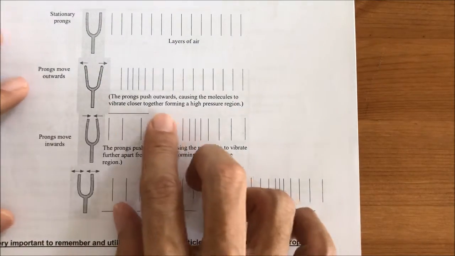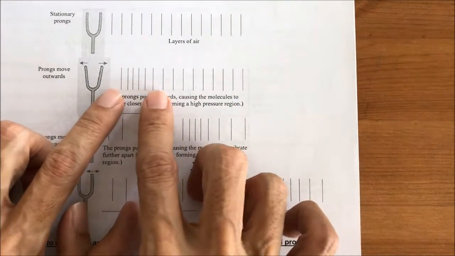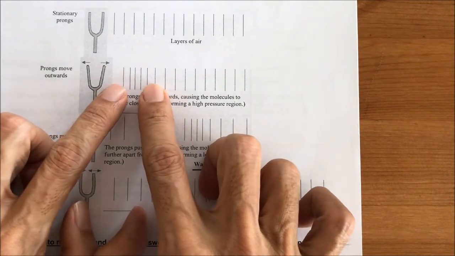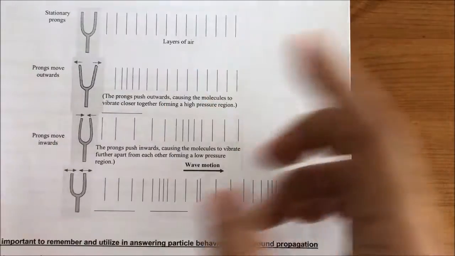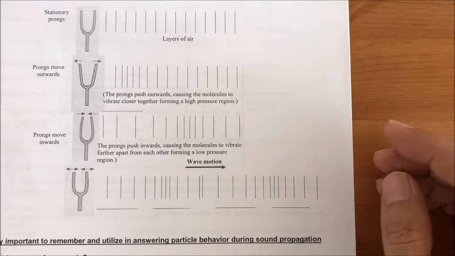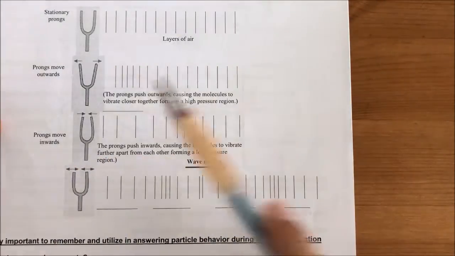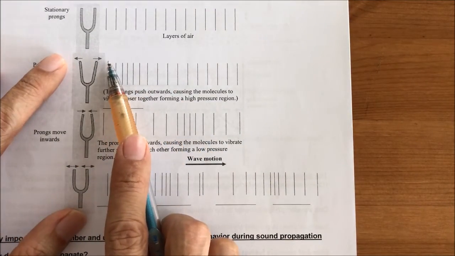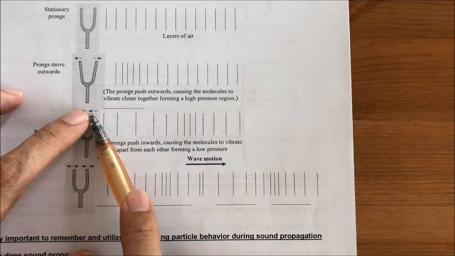Strike the tuning fork, what happens? The layers of air get disturbed, the air molecules start to get disturbed. They start to vibrate about a fixed position, parallel to the sound wave, using the definition of a longitudinal wave, right? So you need to know, especially for pure physics, what happens when the prongs move out. What happens when the prongs move in?